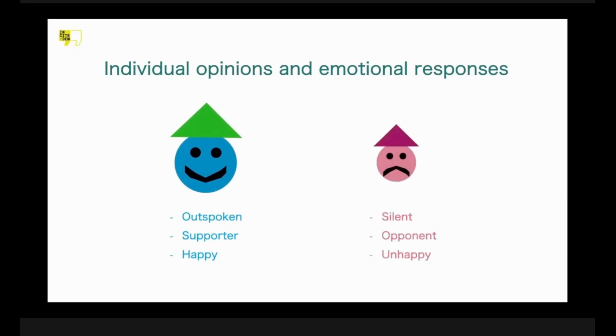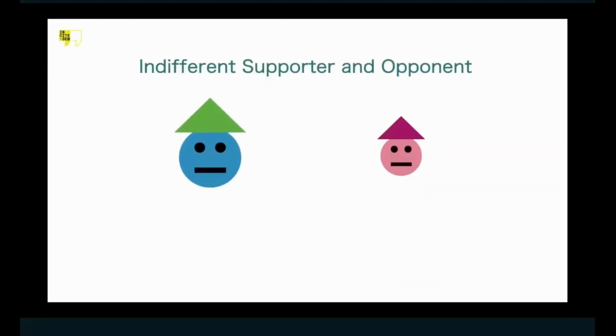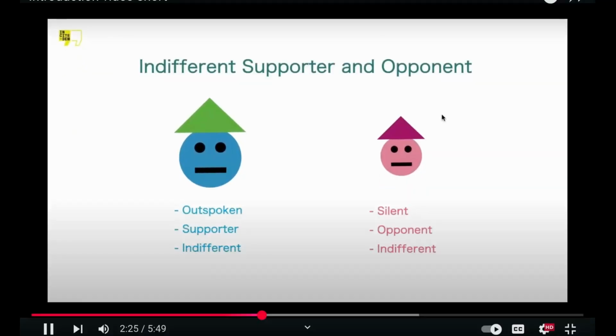Meanwhile, individuals with pink faces are part of the pink group. They may favor the status quo and be more reserved, depicted with smaller heads. They wear red hats to signify opposition to the plan, with sad expressions reflecting their dissatisfaction. Furthermore, some individuals may display indifference, showing neither happiness nor sadness towards the plan.